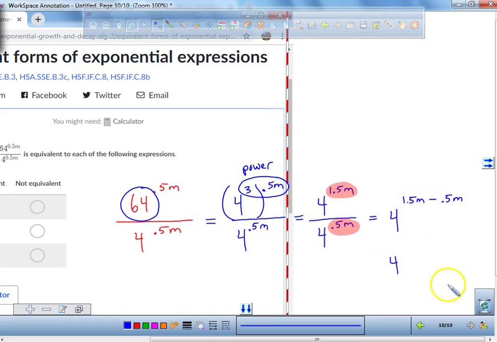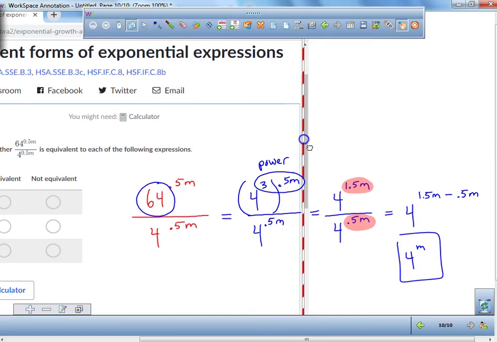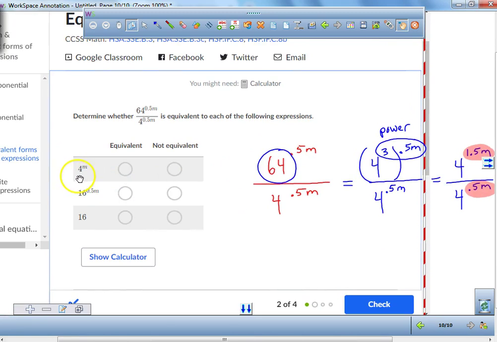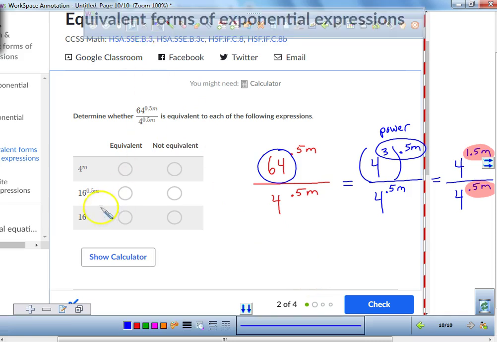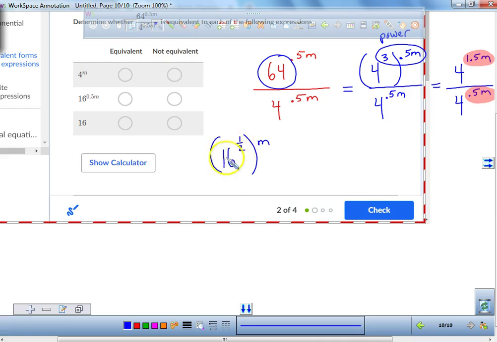Taking away half of an n. What am I left with? 1 n. 1.5 minus a half is just 1. So what's my equivalent answer to this? 4 to the power of n. Okay. Now let's think about this real quick before we move on. Get 16. The power of this. You gotta ask yourselves, right? If I do 16 to the power of a half times n, what is 16 to the power of a half?